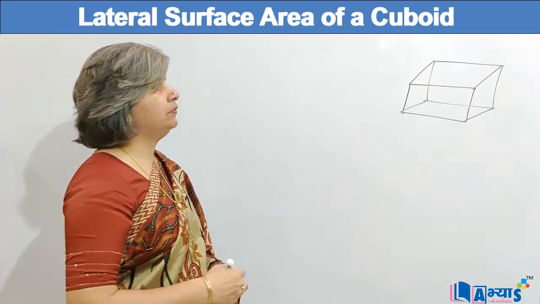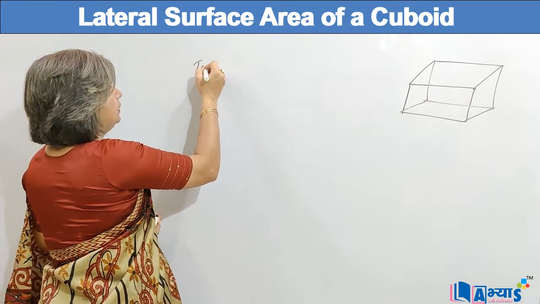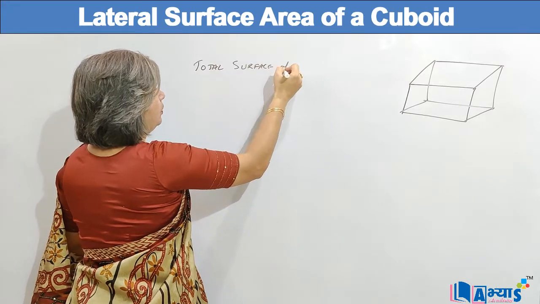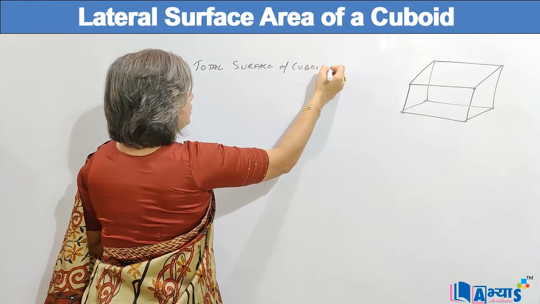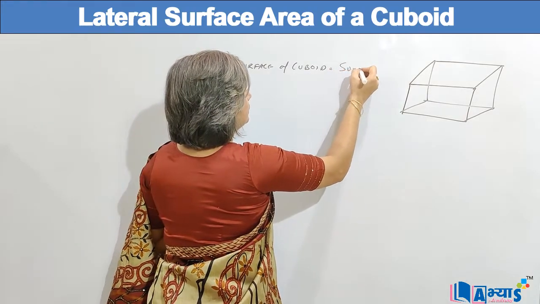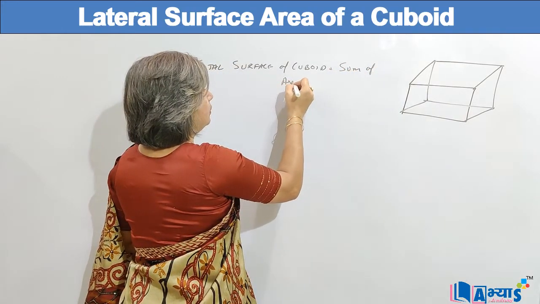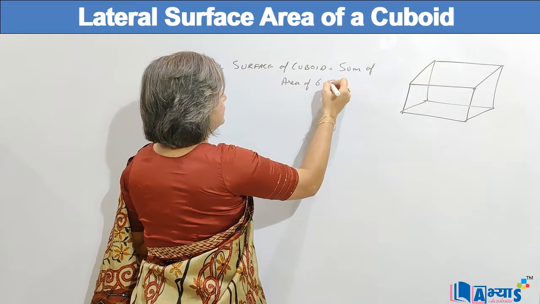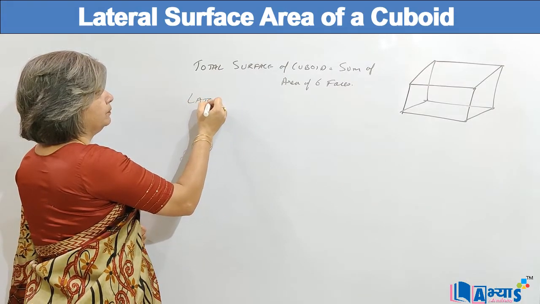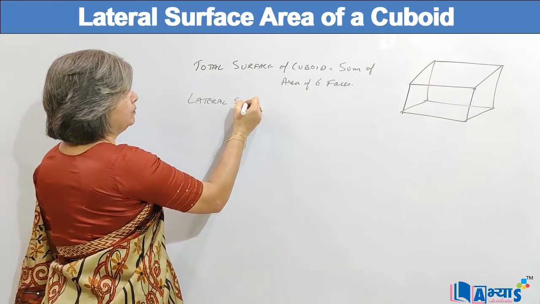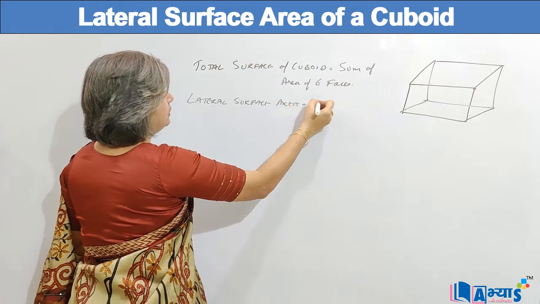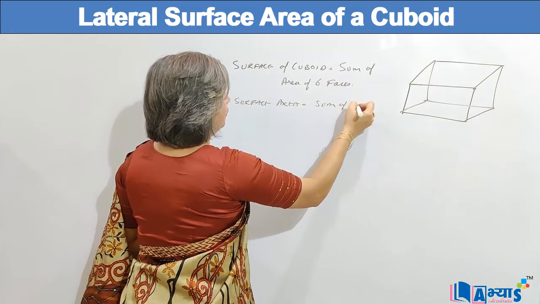are ignored. So the total surface area of a cuboid consists of the sum of the area of 6 faces. But for the lateral surface area, the area is equal to the sum of 4 faces.